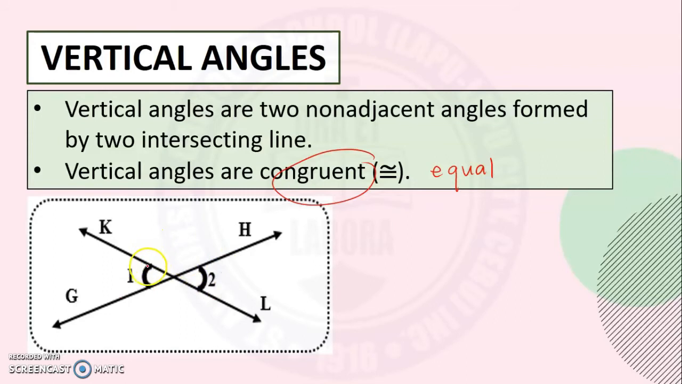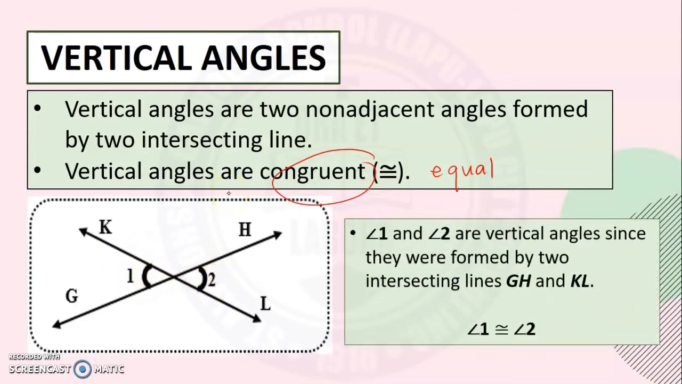Now, let's focus first on angle 1 and angle 2. In this figure, angle 1 and angle 2 are vertical angles since they were formed by two intersecting lines. And since they are vertical angles, they are congruent. They are equal. That means whatever the measure of angle 1, it is also the measure of angle 2.